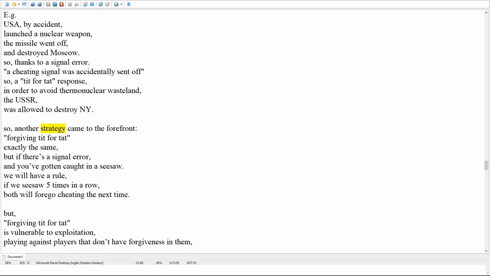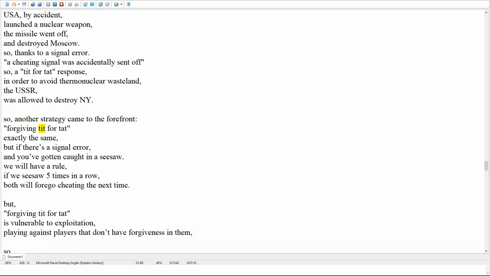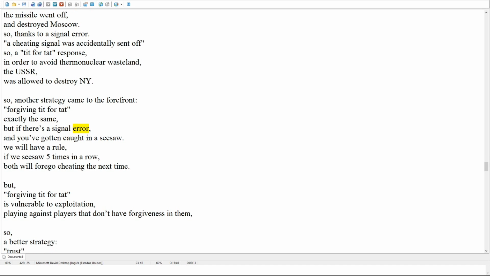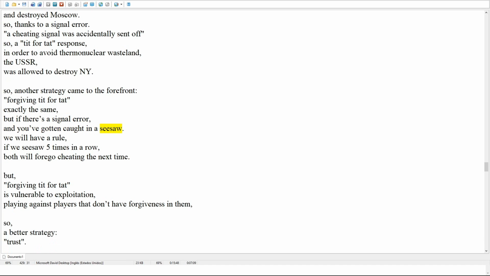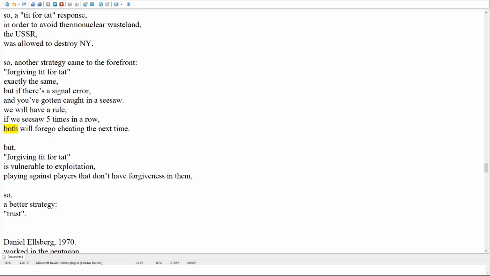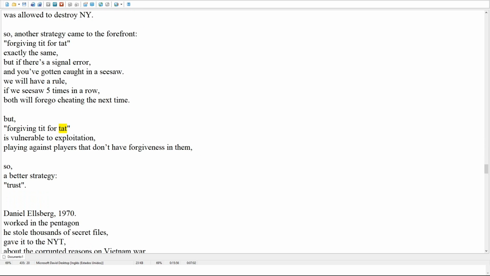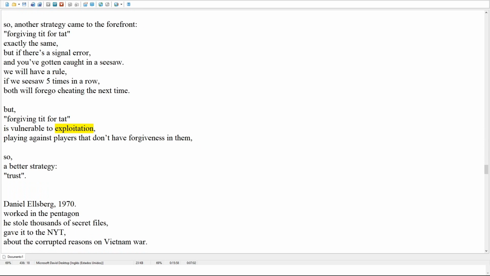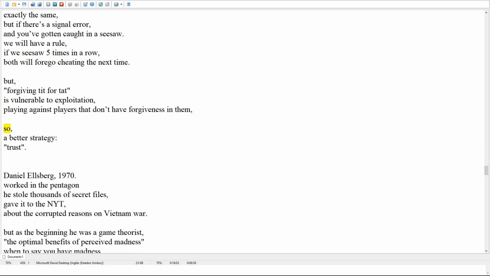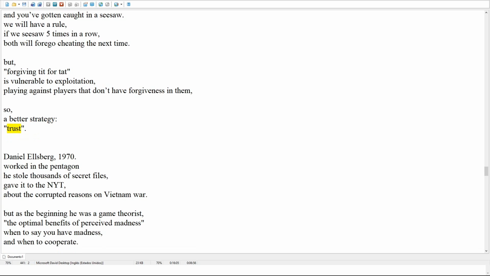So, another strategy came to the forefront. Forgiving tit-for-tat. Exactly the same, but if there's a signal error and you've gotten caught in a seesaw, we will have a rule: if we seesaw 5 times in a row, both will forego cheating the next time. But forgiving tit-for-tat is vulnerable to exploitation when playing against players that don't have forgiveness in them. So, a better strategy: trust.